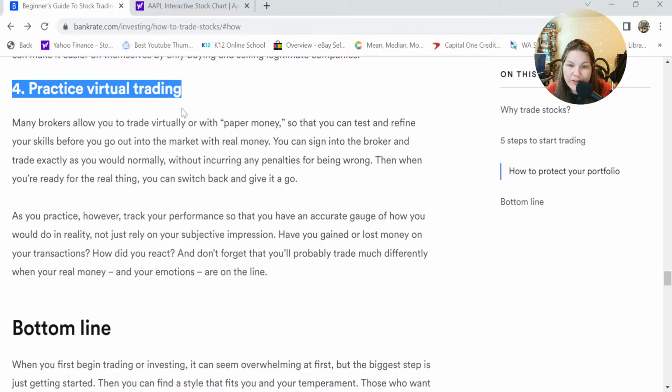Many brokers allow you to trade virtually or with paper money so that you can test and refine your skills before you go into the market with real money. You can sign into the broker and trade exactly as you would normally without incurring any penalties for being wrong.